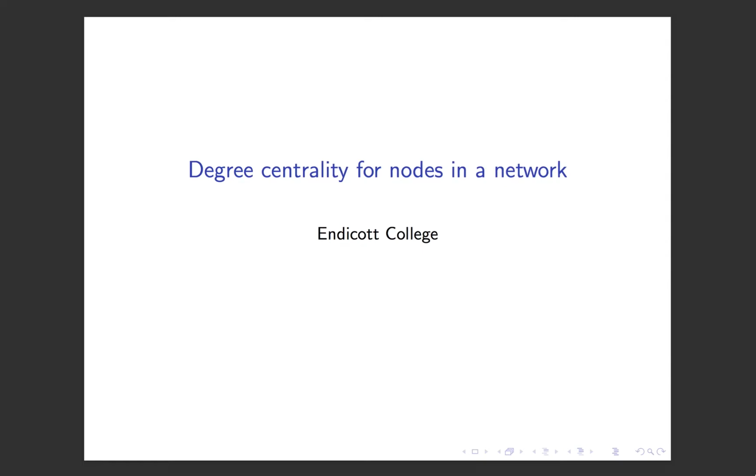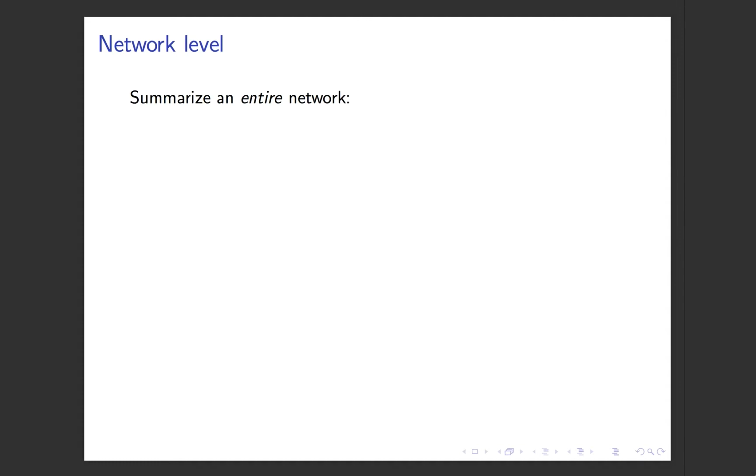Hello everybody. This video is going to discuss degree centrality for nodes in a network. Many metrics attempt to summarize an entire network. For example, if we're given a network, we may want to know what's the total number of edges inside of that network. We use this information to compare two different networks in terms of different criteria.